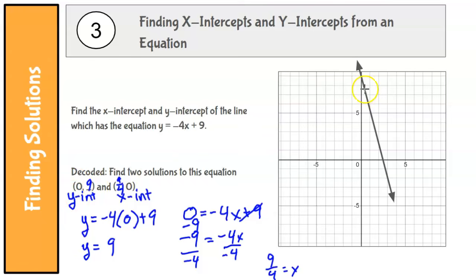Okay, so the y-intercept is at 9. 6, 7, 8, 9. See, it's on the y-axis. And then the x-intercept, see, you wouldn't be able to tell that from the graph. You have to use the equation because it's in between 2 and 3. It's going to be some kind of fraction, and you wouldn't know what that was exactly without using the equation to find it.